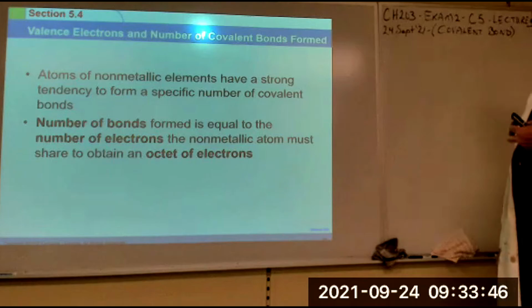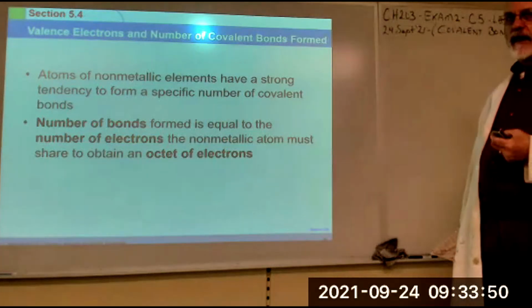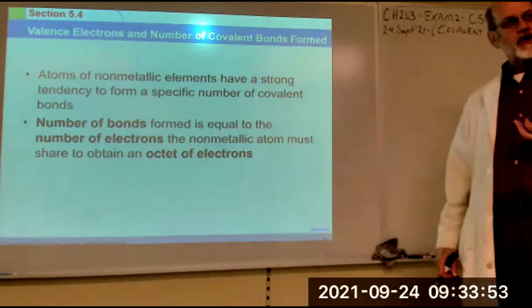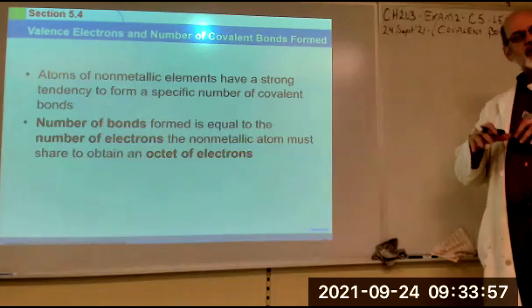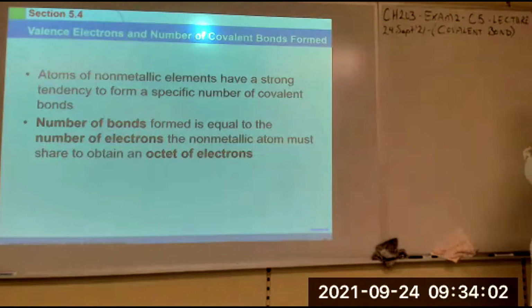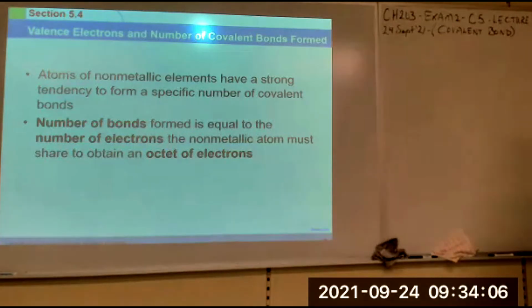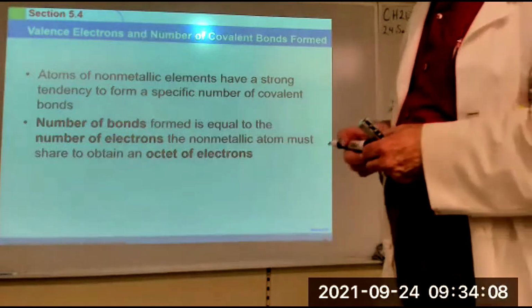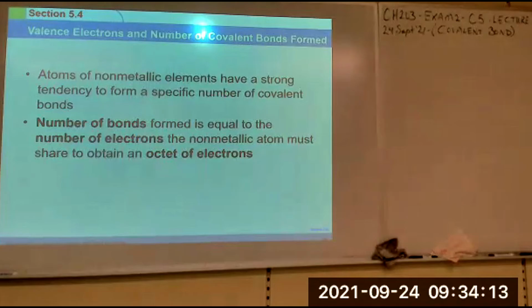Covalent bonds form between nonmetals. When we're talking about pure covalent or even majority covalent bonds, they form between nonmetals. And the concept here is, let's see, I don't want to introduce a topic that we're going to talk about later. It's called electronegativity.